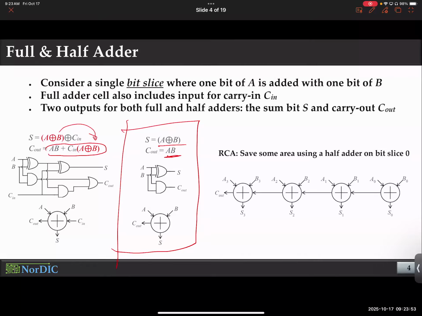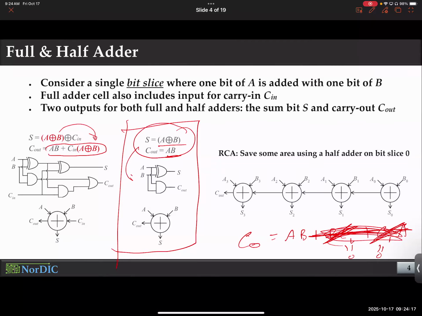Done. Okay, consider AB, BC, CA. This is the regular carry. AB, B carry in, which is CI, carry in, and A. If carry in is 0, both of these terms will be 0. So all you have left is AB. Don't you think? So, okay. Then you could just represent this sum and carry with two logic gates instead of how many? 5, right? Isn't that a significant change?